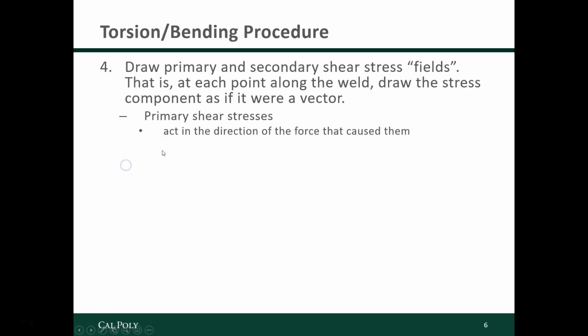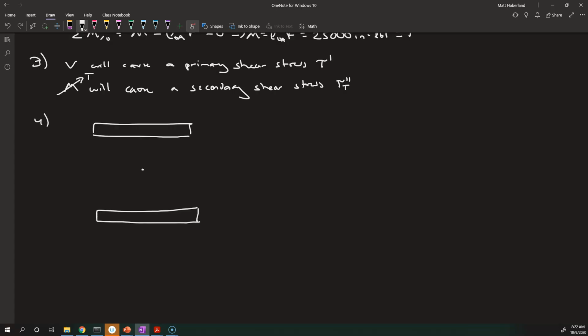The primary shear stresses act in the direction of the force that caused them, and the magnitude is equal at all points along the weld. So how do I draw that? We're going to draw this primary shear stress for several points. It acts in the direction of the force that caused them, so it acts downwards. And they're all equal in magnitude. Same down here. So this is the component that's coming from V.